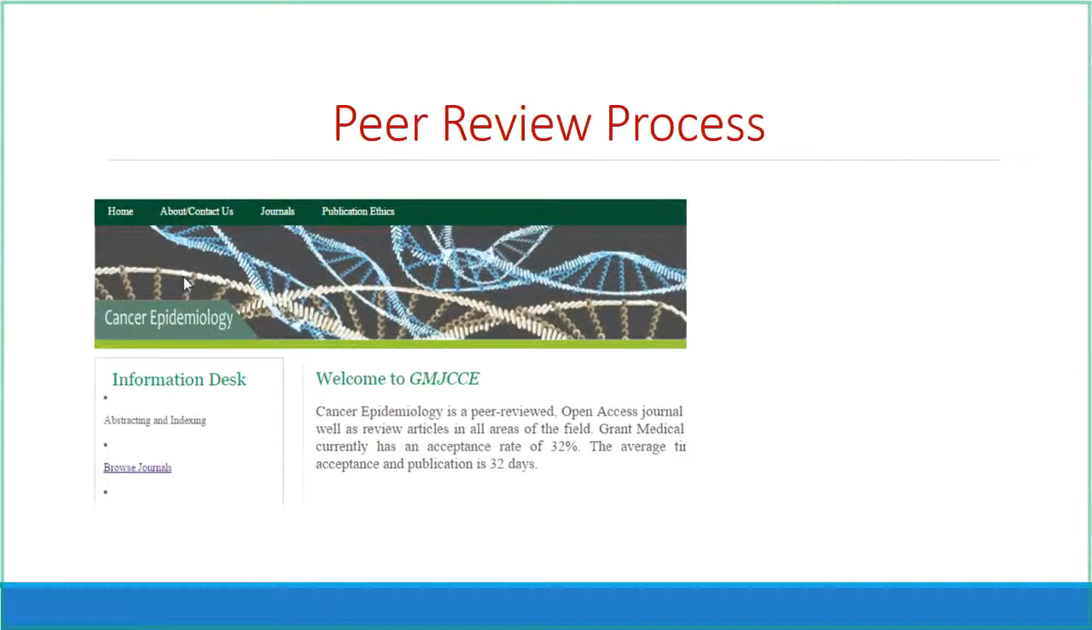First off, the peer review process. When you're looking at a journal website, it should include information on the peer review process. Here, this is a journal called Cancer Epidemiology, and I'm going to show you an image of the description of the peer review process on the website. That's it. All it explains about the process is that it says it's peer reviewed.